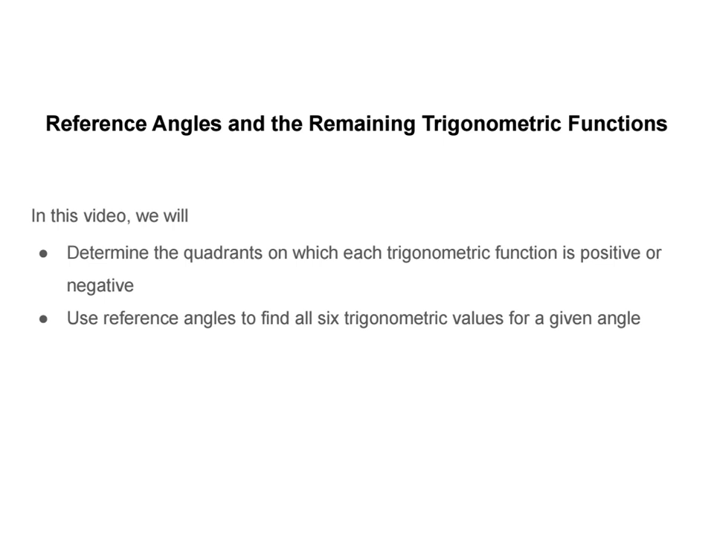In this video, we'll discuss reference angles and the remaining trigonometric functions. In particular, we're going to determine the quadrants on which each of the 6 trigonometric functions is positive and the quadrants on which each is negative. And we'll use reference angles to find all 6 trigonometric values for a given angle.